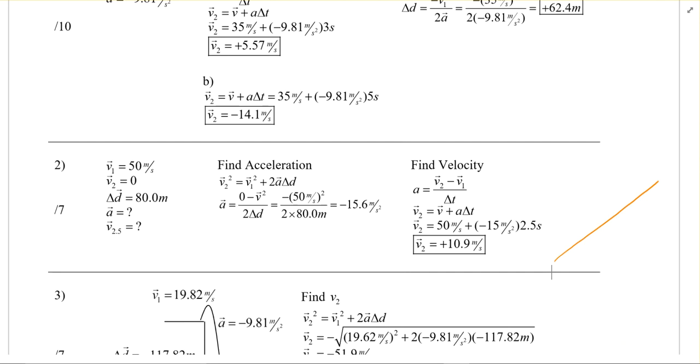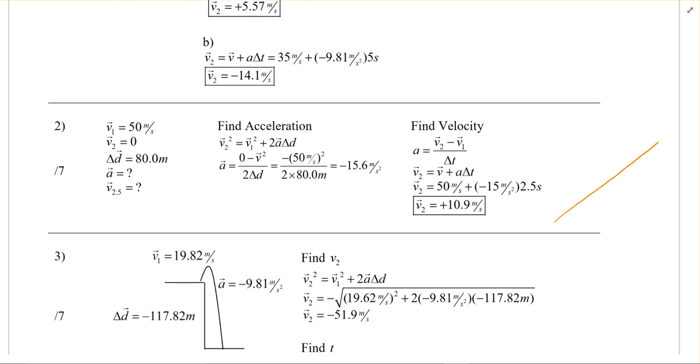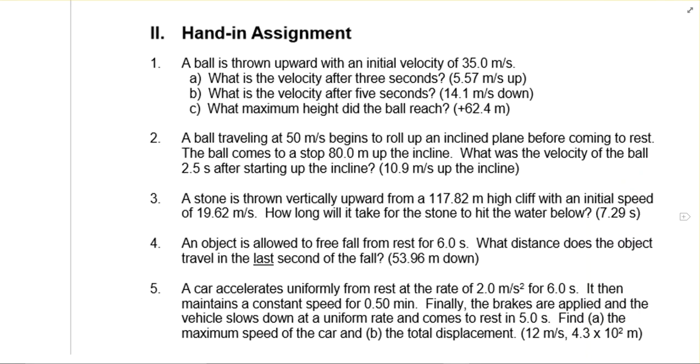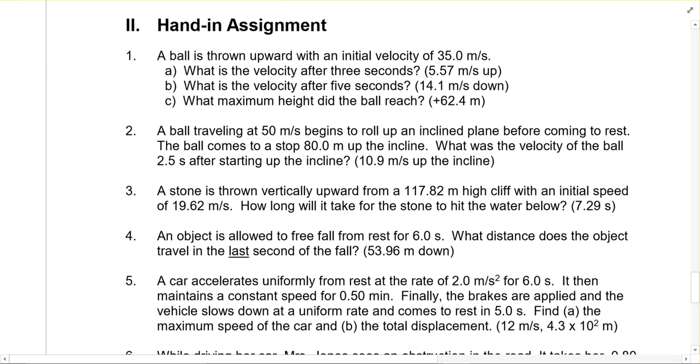Number 2 might have been a little bit trickier because what you need to do first is find acceleration. So if you look back at the question, I'll give you more context. It says a ball traveling at 50 meters per second begins rolling up an inclined plane before coming to rest. The ball comes to a stop 80 meters up the incline. What was the velocity of the ball that far after starting up the incline?